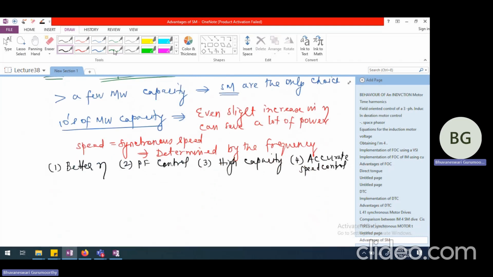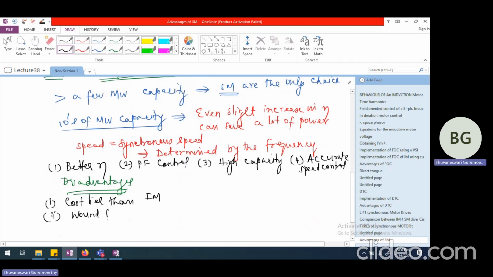There are also some disadvantages in synchronous motors. One thing is they are much costlier than induction machines. And if we are talking about wound field motors, then wound field synchronous motors are not as rugged as induction machines. And until variable frequency inverters came into existence, it was not possible to change the frequency. And if you cannot change the frequency, you cannot control the speed of the motor.